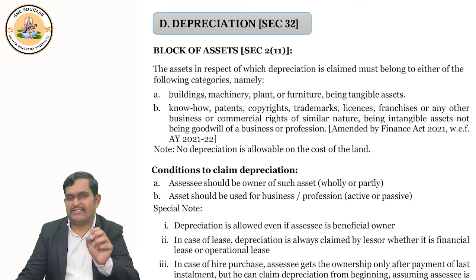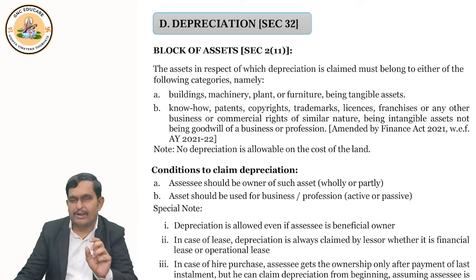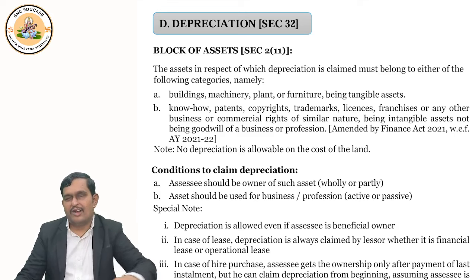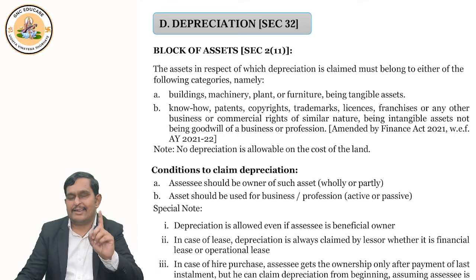Now this is the definition part. But what is truly to be understood for solving the problems? Same nature, same rate. Then only we'll create a block for computing depreciation. What I said, same nature. For example, furniture is there. All furnitures are treated as same nature, and for them, same rate, 10% is there.